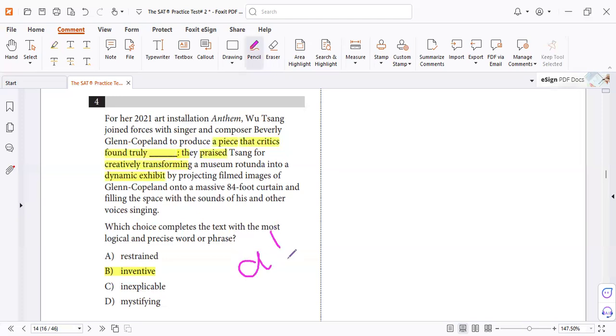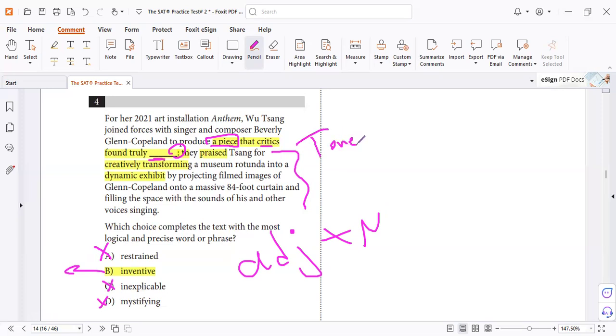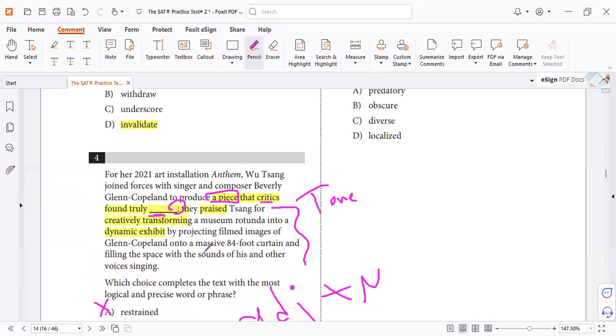So if you found the adjective, you must find what it describes. What is the noun? The piece. The piece is what? To the critics, they found the piece as what? You have the calling, so your answer is here. I give you three negative answers, only one positive. The tone in the text is positive. Inventive means like invention, something innovative. Do you understand? Yeah, I got it, sir.